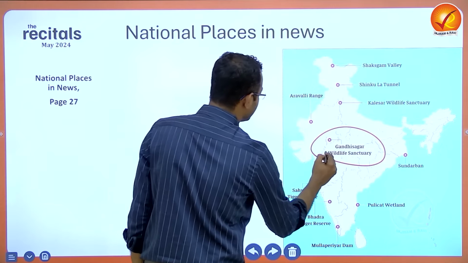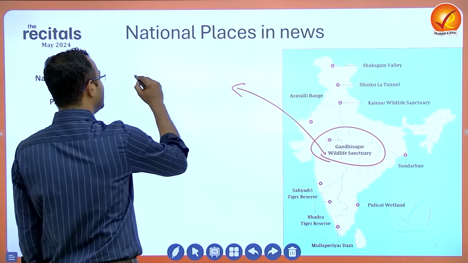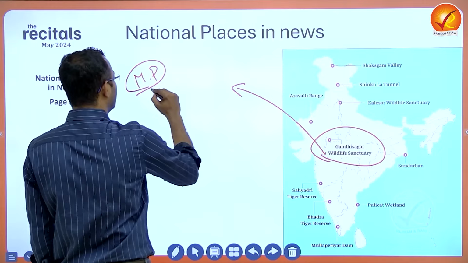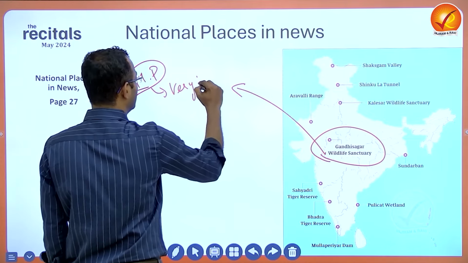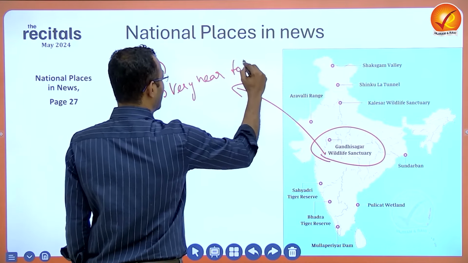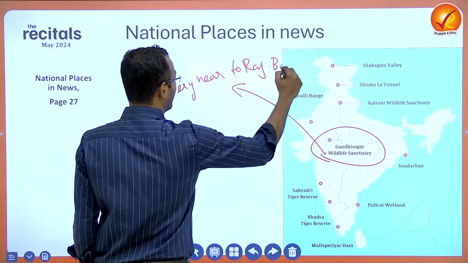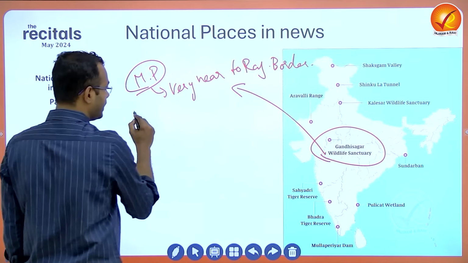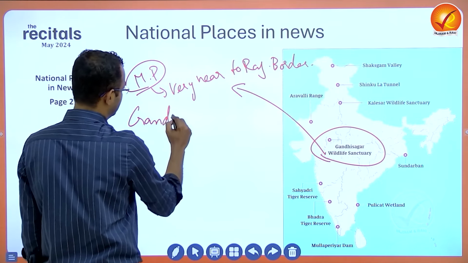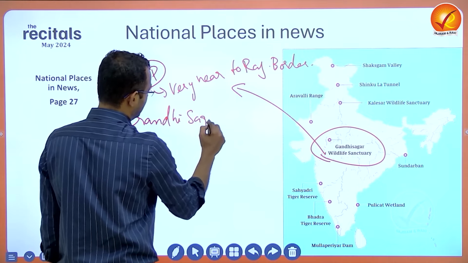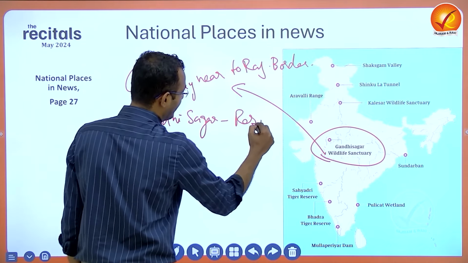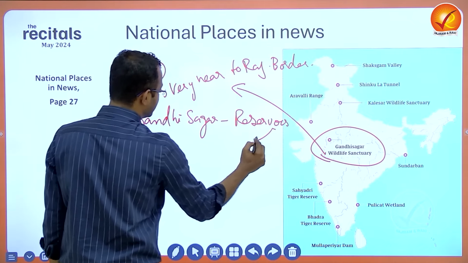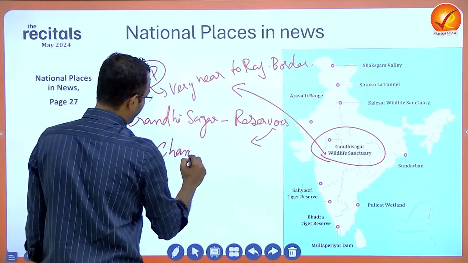Gandhi Sagar Wildlife Sanctuary. It is present in Madhya Pradesh, very near to the Rajasthan border. Gandhi Sagar Reservoir is built on the Chambal River.